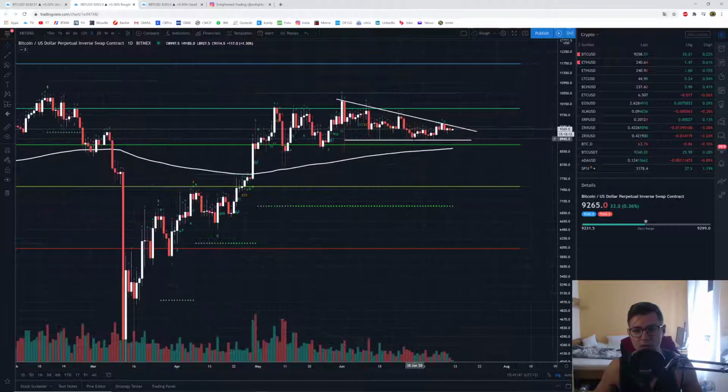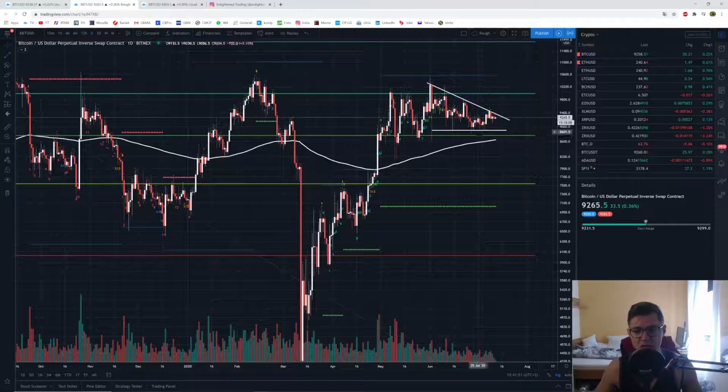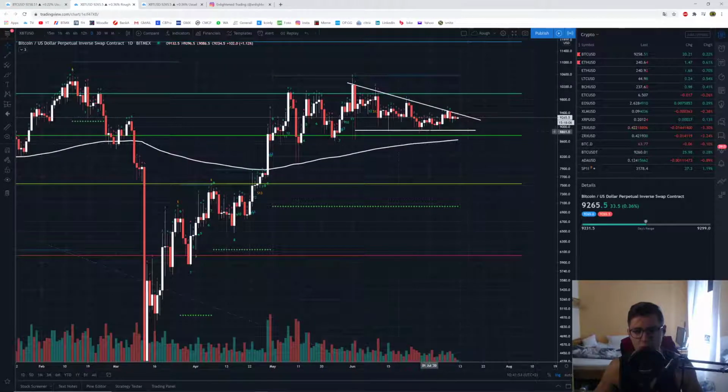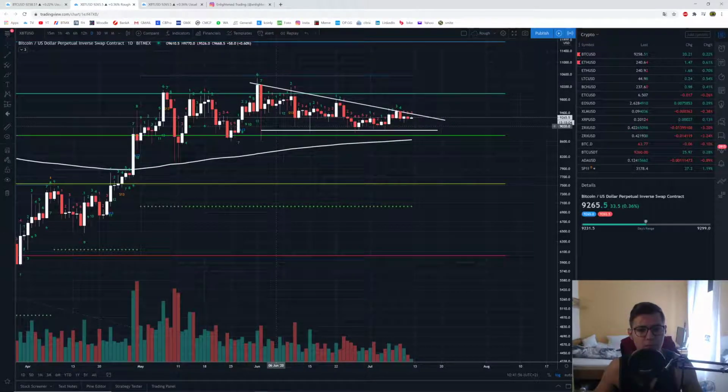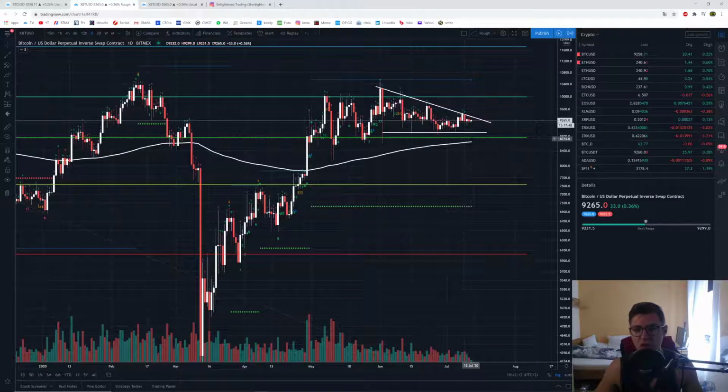Okay, so this is only one scenario to look at it, but what is more concerning is that if we take a look like we are doing here, this is also the daily time frame, and you can see that we have many touches of this horizontal support area right at 8,900 ish. If we connect these highs and these lows, you can clearly see that we have a descending triangle here.